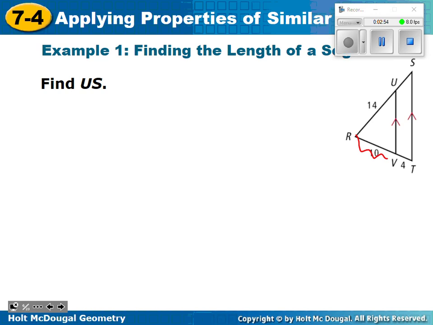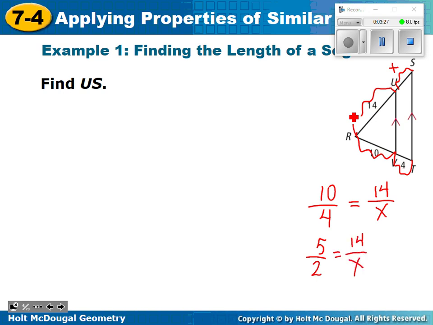So that would mean 10 over 4. So 10 over 4 will be the same as, go back to where you started on the other side, 14 over x, and x would stand for US. So 14 over x. Okay, so part over part equals part over part if the line's parallel, and you can only compare the sides that have been intersected. Cross multiply, but if you want, you could reduce first to make your numbers smaller. This would be 5/2 equals 14 over x, if you want to, and then cross multiply.